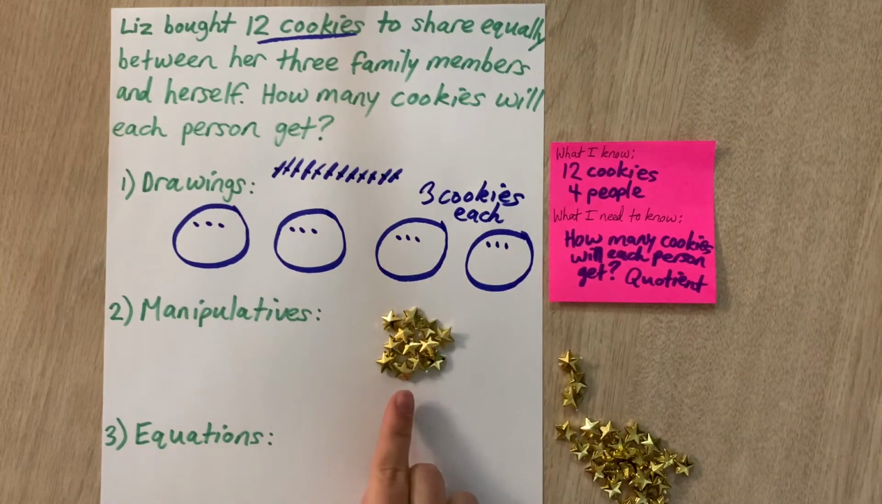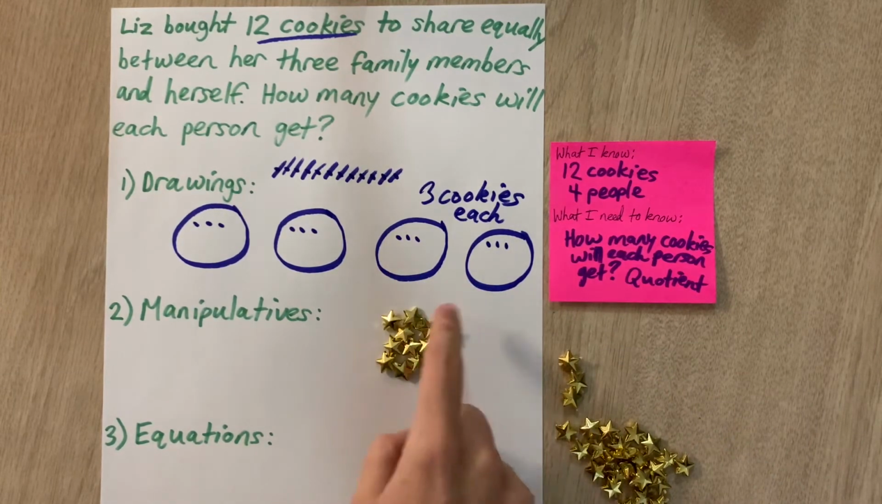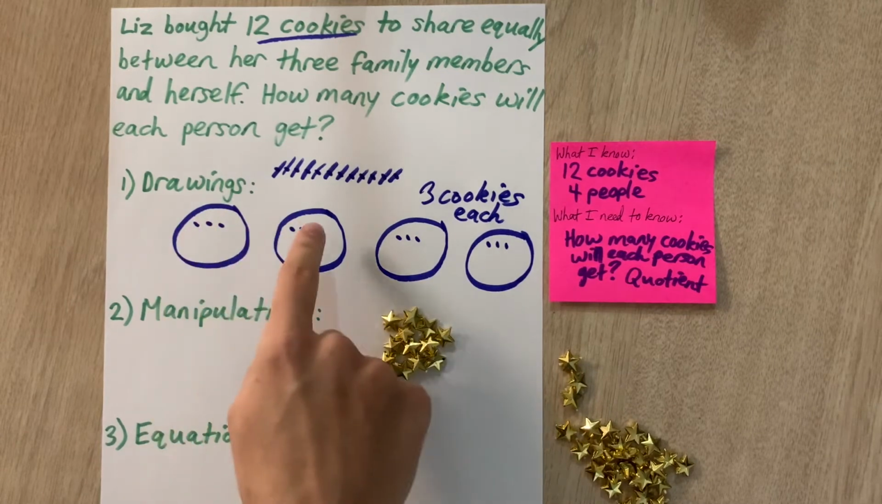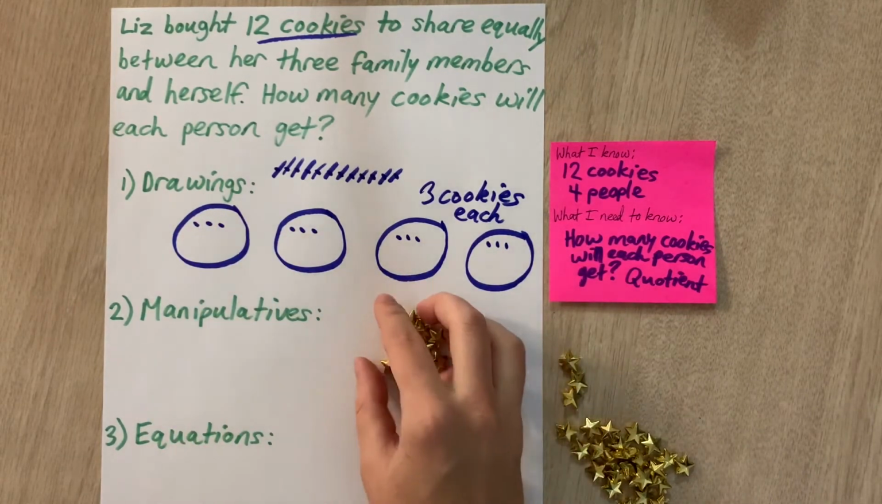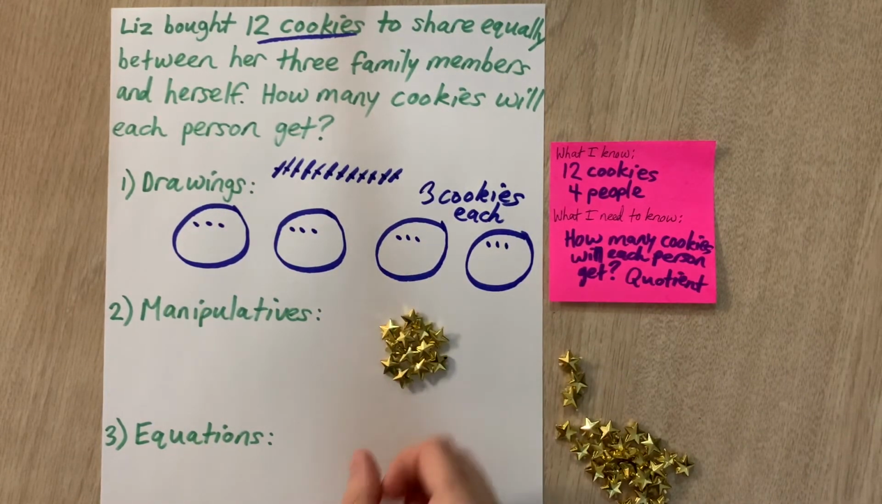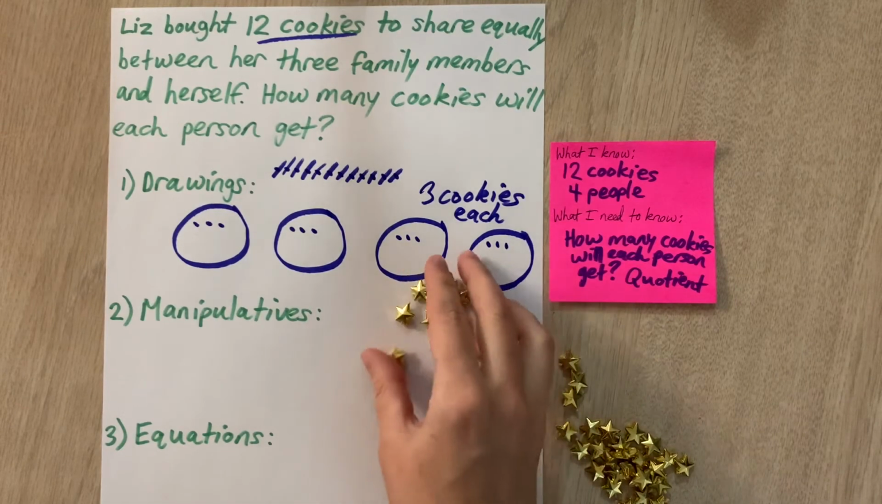And we have to divide these 12 gold stars or 12 cookies among 4 people, just like we did here, 1, 2, 3, 4. So we have to divide 12 cookies among 4 people. So in other words, we're going to have 4 different groups.